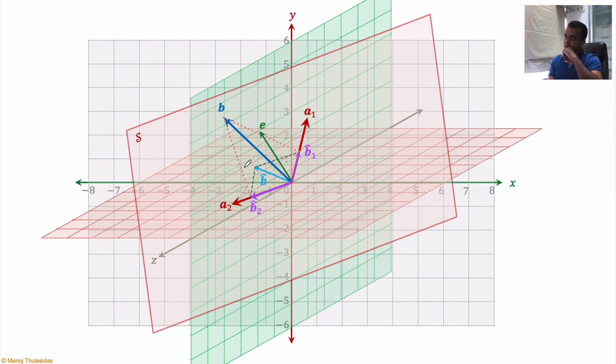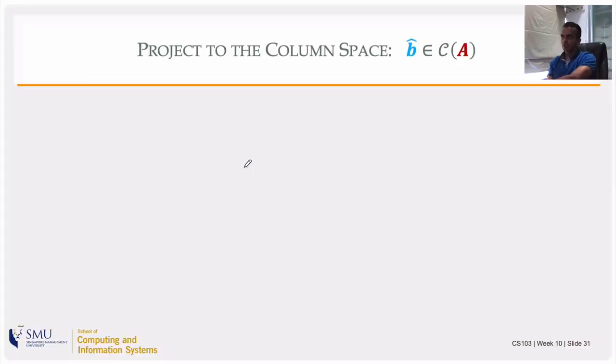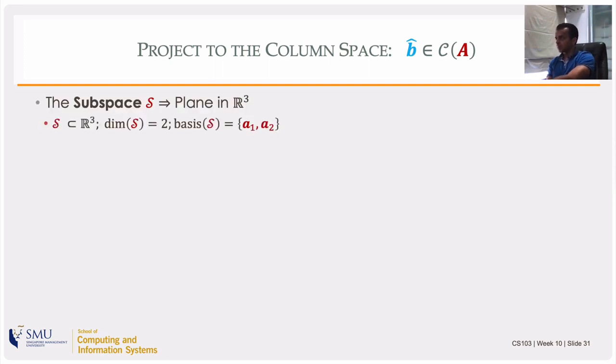So that will be the vector that is orthogonal to the plane S, which means it's orthogonal to the basis vector. So this is the projection that we want to do. So let's take the subspace as a plane in R3 as we did. S is a subset of R3. Dimension of S is 2 as we saw, and the basis is A1 and A2.